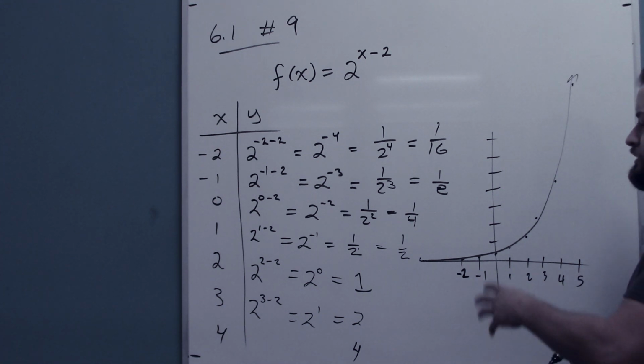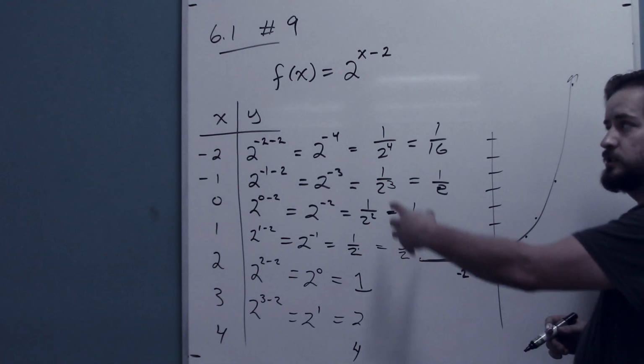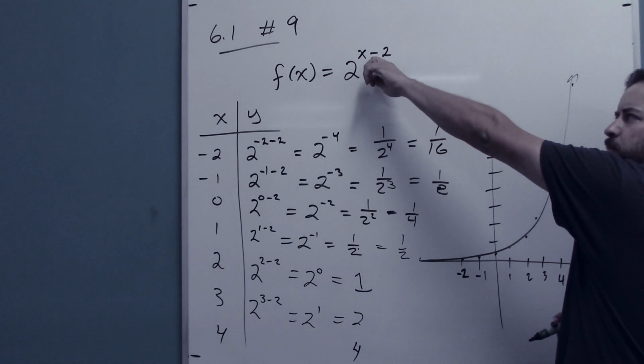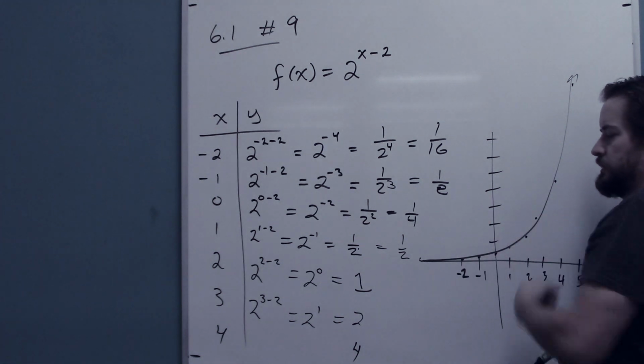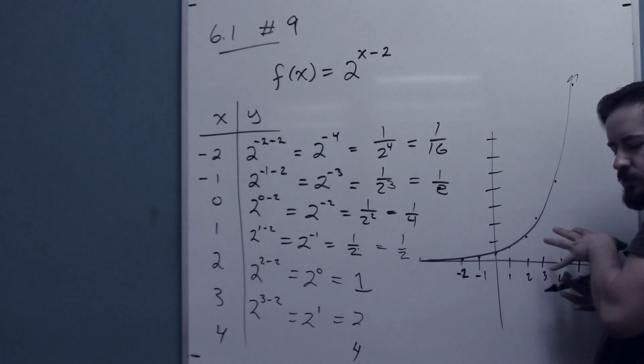Now we can see that this is just an exponential of 2 to the x that's just been shifted. It's always the opposite sign, so instead of left 2, it's right 2. And I've just taken all of a 2 to the x and shifted it to the right by 2.